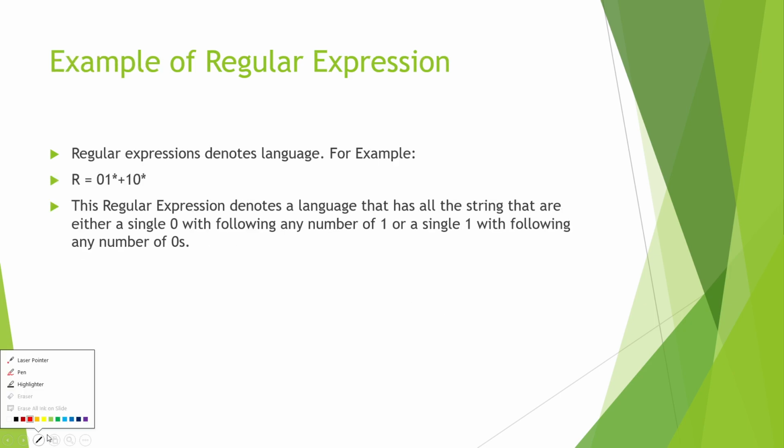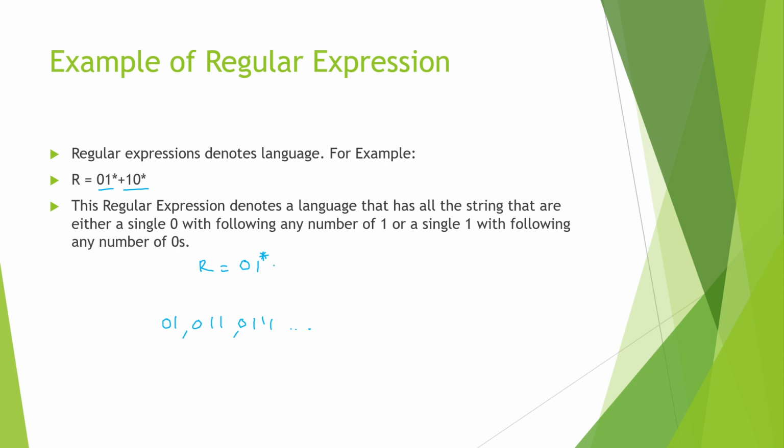Let's say we are going to represent a language. Let's use a different color, blue. The regular expression is 0, 1 star plus 1, 0 star. What is the meaning of this? We write R equal to 0, 1 star. We already looked at what 0, 1 star is. It means any string starting with 0 and followed by any number of ones, like 0, 1, 0, 1, 1, 0, 1, 1, 1, and so on.